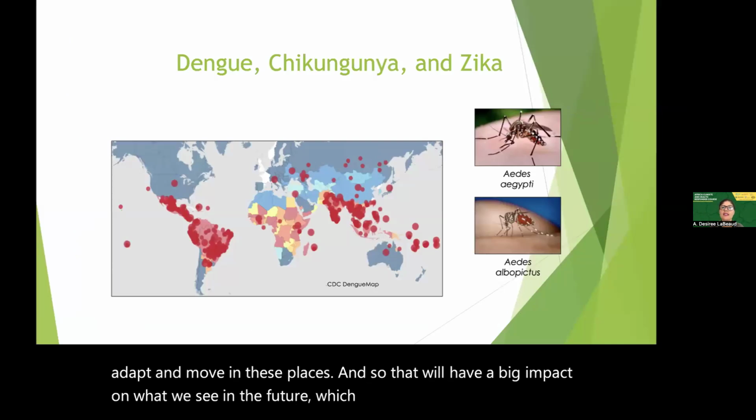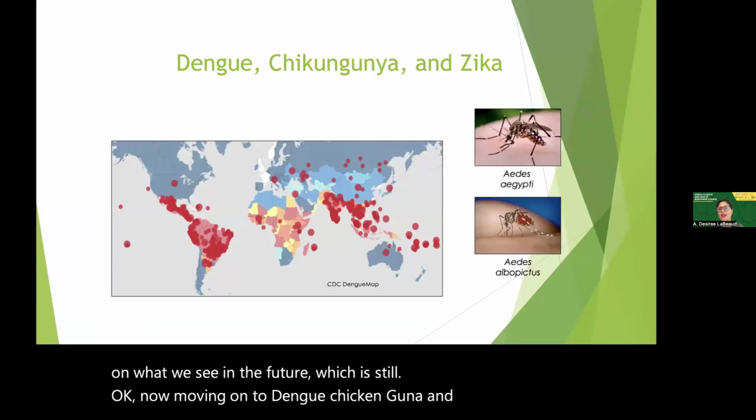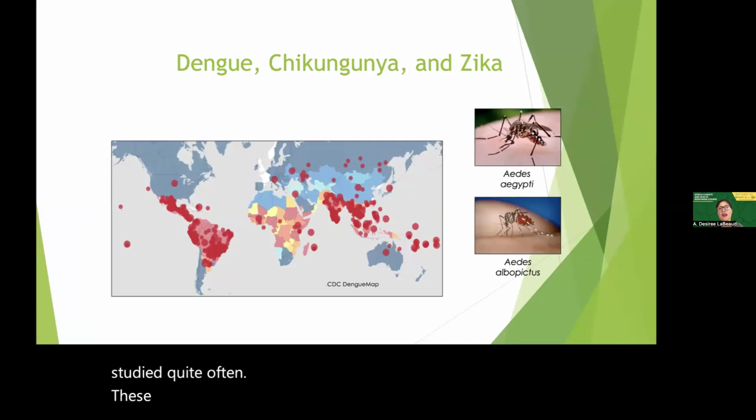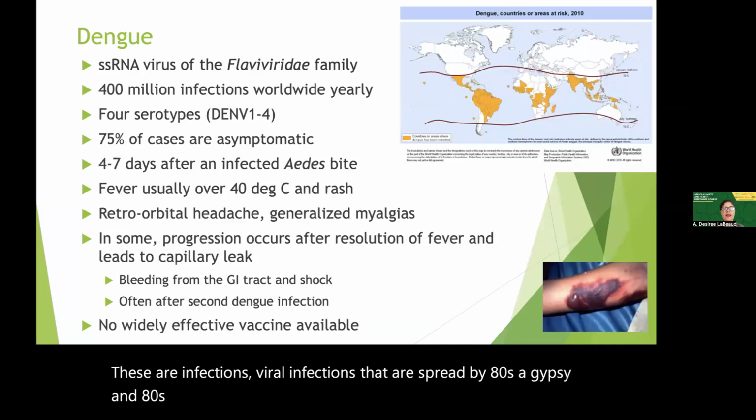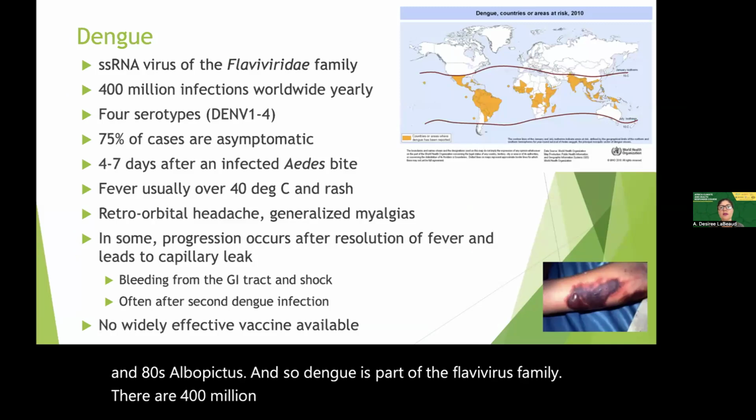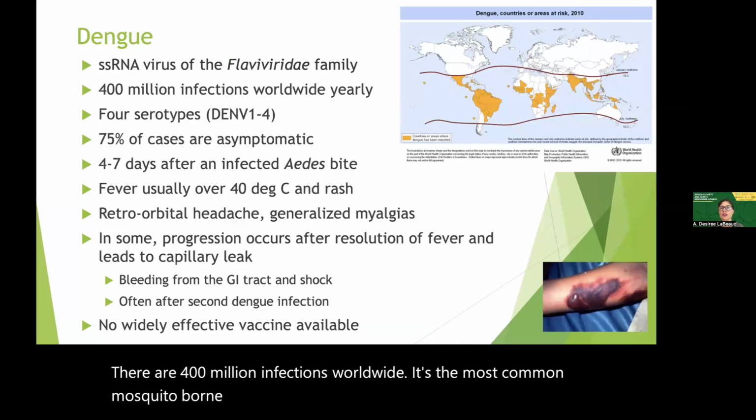Okay, now moving on to dengue, chikungunya, and Zika, which I study quite often. These are viral infections that are spread by Aedes aegypti and Aedes albopictus. Dengue is part of the flavivirus family. There are 400 million infections worldwide. It's the most common mosquito-borne virus, and there are 4 serotypes.